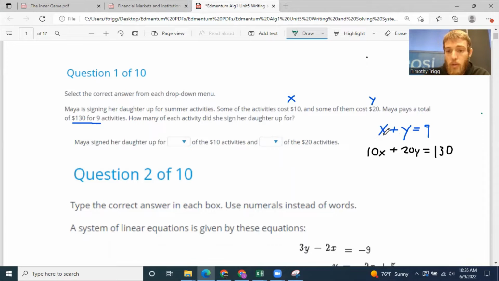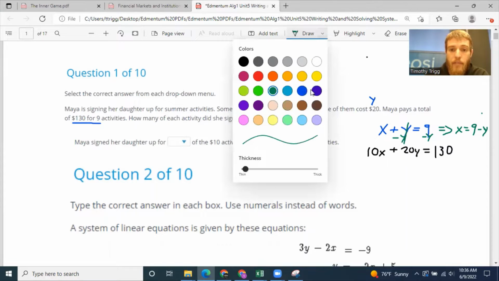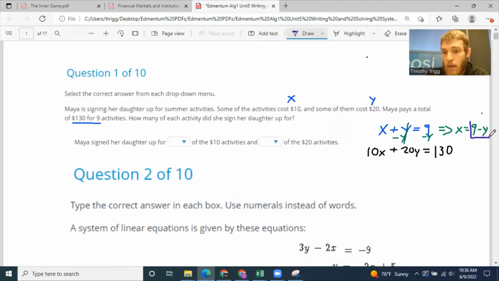So in this top equation, I'm going to subtract y. That cancels our y's here, and then this equation ends up being x equals 9 minus y. Okay, because I subtracted y here, 9 minus y. I can't combine those because they're not like terms. Now what we have here is x equals 9 minus y.